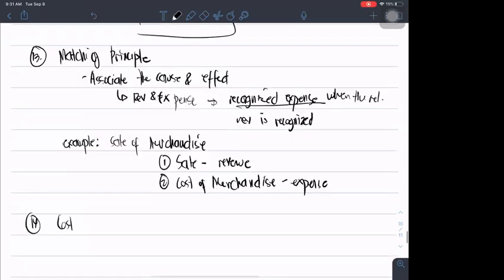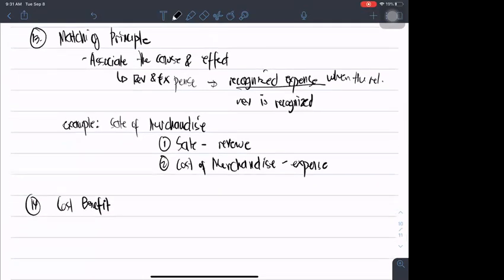Lastly, cost-benefit concept. Under your cost-benefit concept, the cost must not exceed the benefit. Okay, the cost must not exceed the benefit. So if ever you are presenting an information and you think that the cost is greater than the benefit, then do not present it. So you must always weigh things. The benefit must always be greater. But if the cost is greater, then you better not present that or do not divulge that transaction in case the benefit is lesser than the cost.